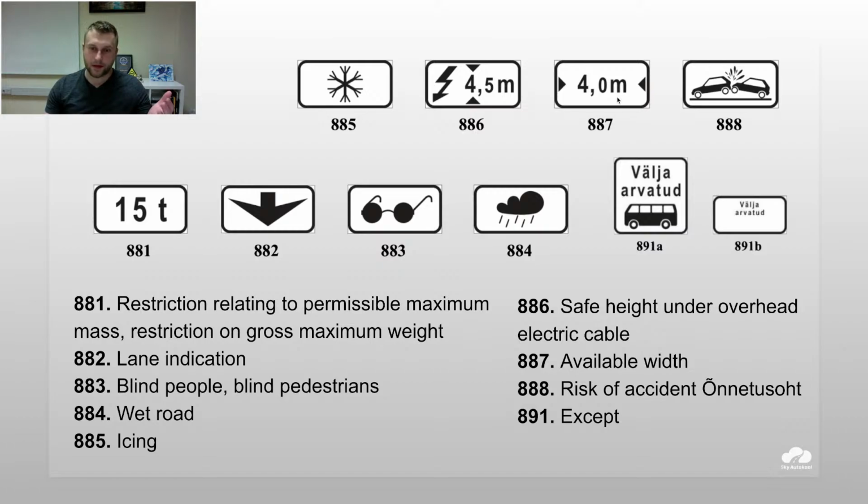The same with the width also. Risk of accident, so the place where accidents happen quite often. So these things you can try. For example, also the give way sign. It can be valid only for one lane only.